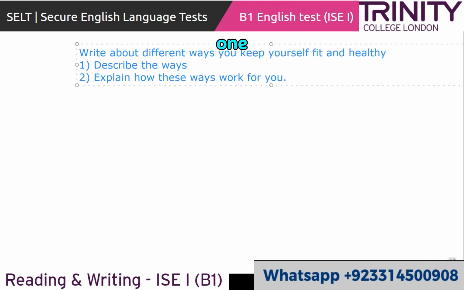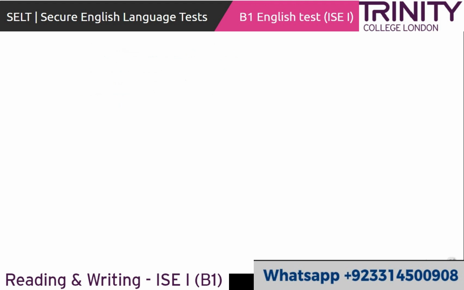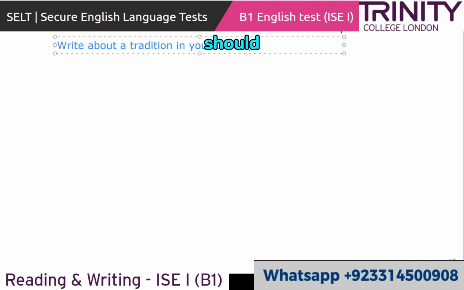All right. Then another one was write about a tradition in your country. Okay, tradition means something that people follow. Like in most of the countries, it's a rule that the bride should wear a red dress. This is a tradition, right? Like some rules that society follows, that's a tradition. You should not meet your husband before you get married and stuff. These are called traditions.